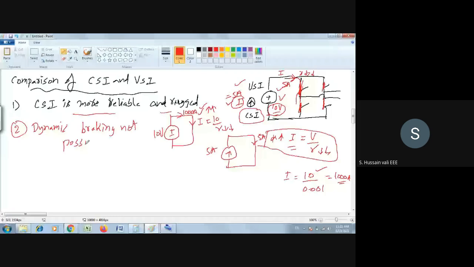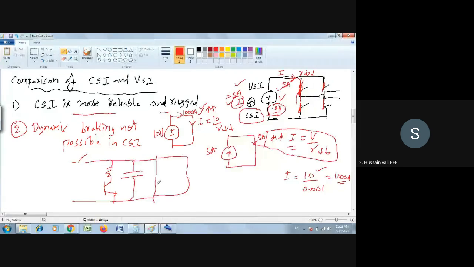In current source inverter, that is the second point. You recall the dynamic braking that we have done in case of voltage source inverter. You have a switch here, then you have a resistor here, then you have another BJT here. Then this side you have a capacitor. Then you have the remaining things. So now, this is the motor, say for example.